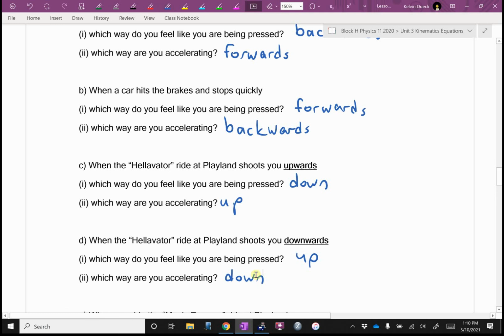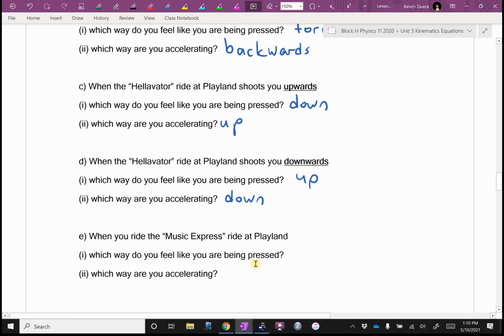Oh, there's a ride at Playland called the Music Express. It's right near the pirate ship. That's the one that goes in a circle really fast, and then the DJ says, who wants to go faster? It goes really, really fast. When you're going really, really fast in a circle, which way do you feel like you're getting pushed? Outwards. Which way are you accelerating? Inwards. Yeah.